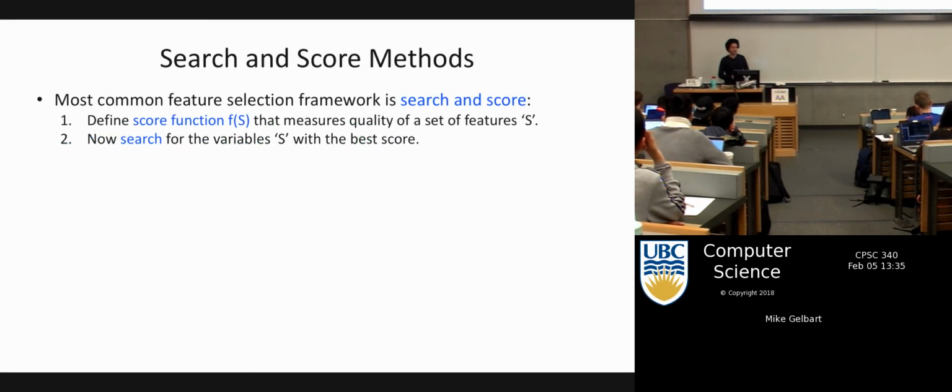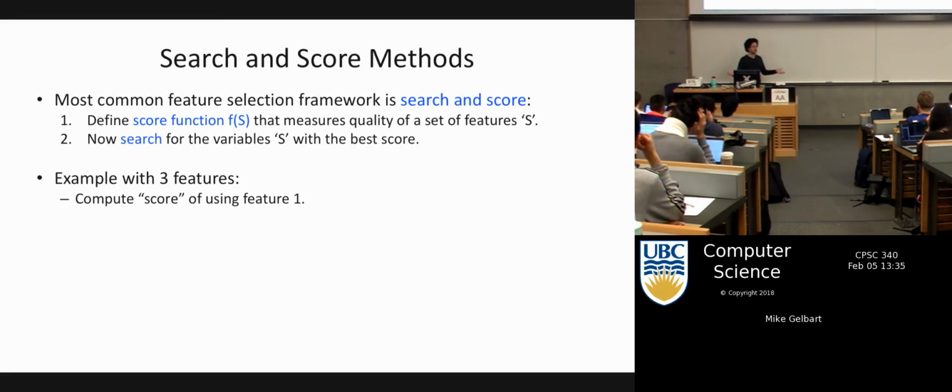So a very common method for selecting features is search and score. And the way it works is that we define some score function that tells us how good is some set of features. And then we just search over possible sets of features. Okay, seems reasonable.